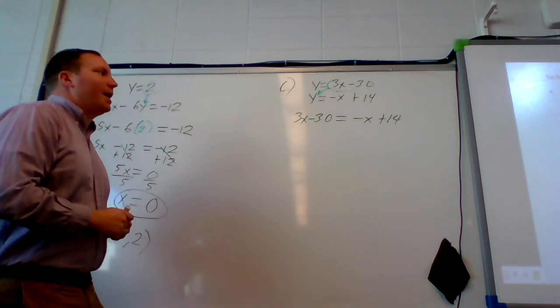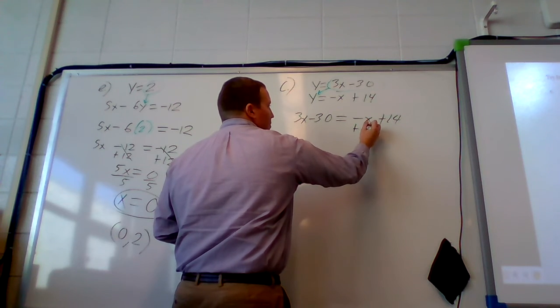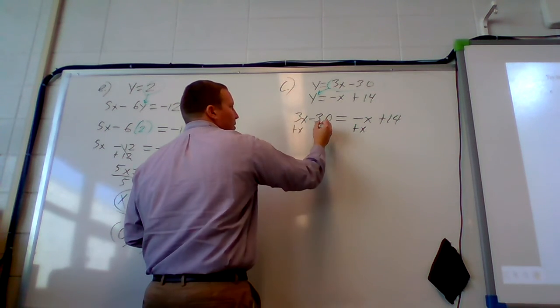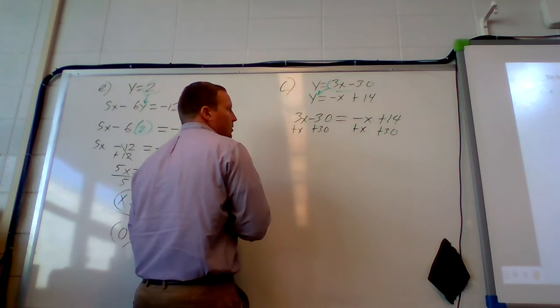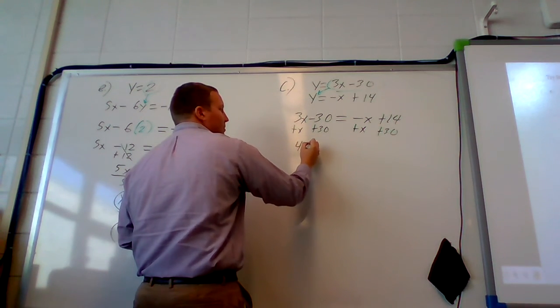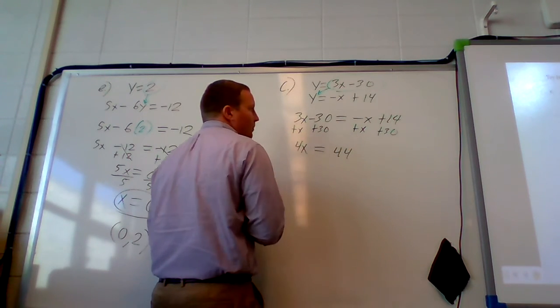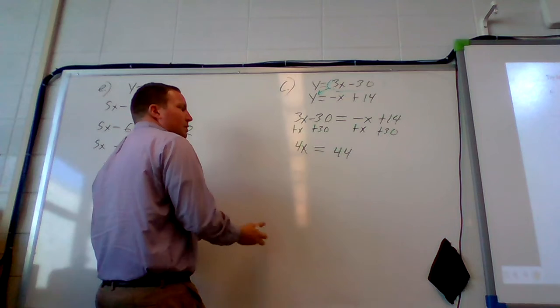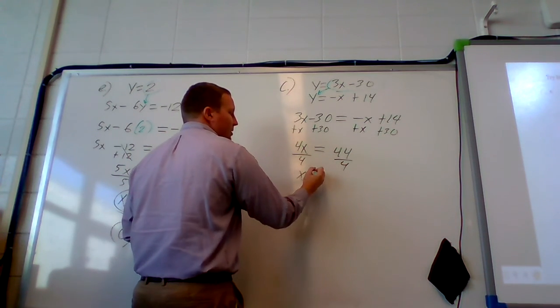So then I need to get my x's to one side, my constants to the other. So add x, add 30 to the other side. So that is going to give me 4x is equal to 44. Divide by 4. Again, x is equal to 11.